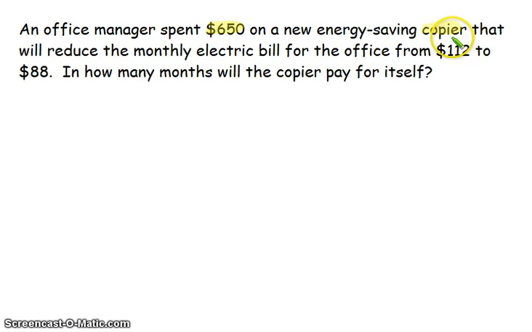And what's nice about this copier is that it reduces. So that's important right here to think about. You always want to pull out, what am I going to add, subtract, multiply, divide. Let's see what's going on with our numbers here. In this case, it's reducing the monthly electric bill from 112, so that's how much they were paying a month, because this is monthly. Okay, keep that in mind. So they were paying 112 a month, and now they're going to pay only $88 a month. So quite a big difference there in 112 and 88.